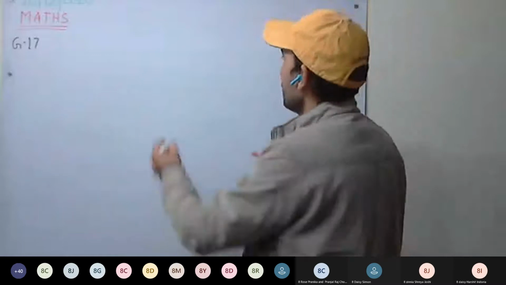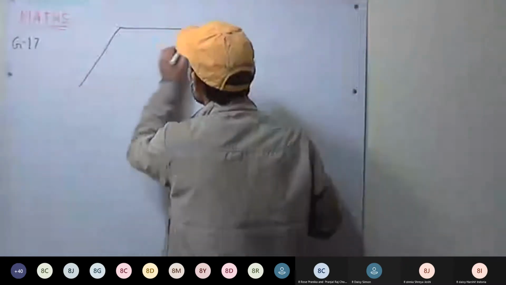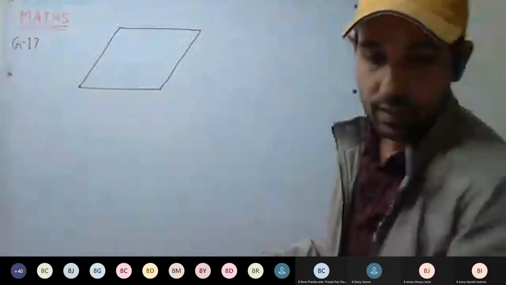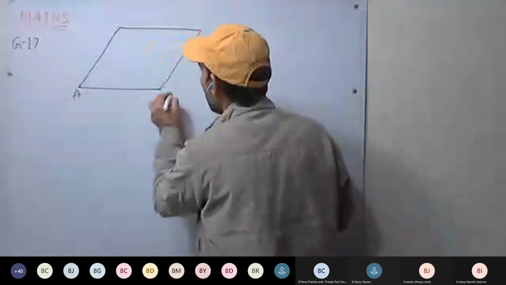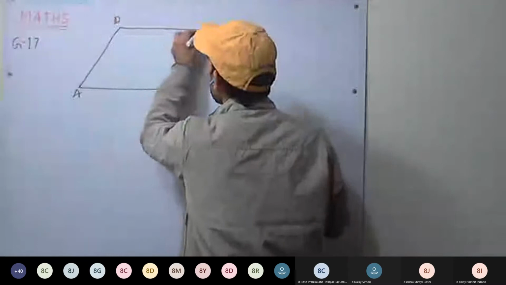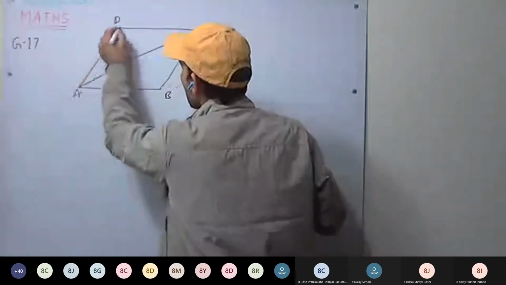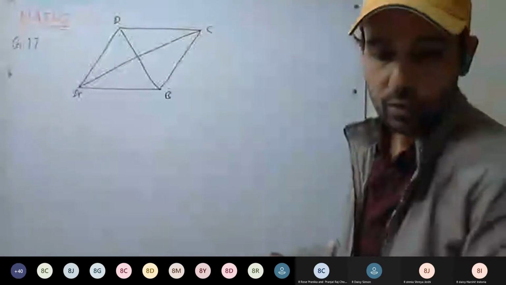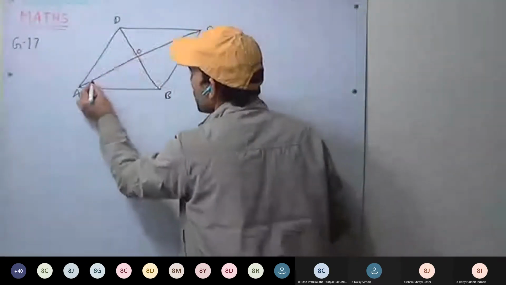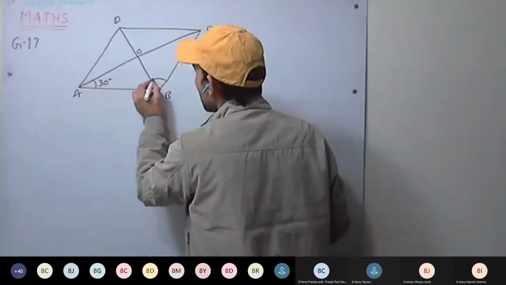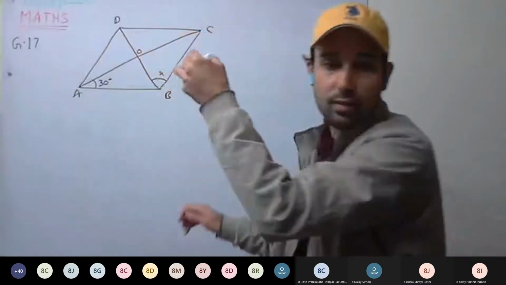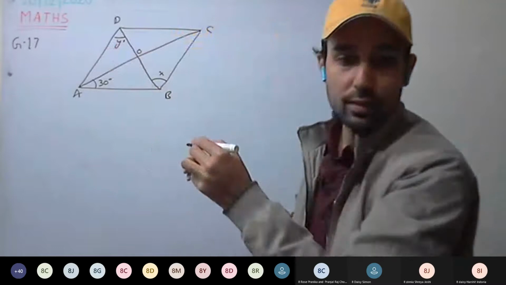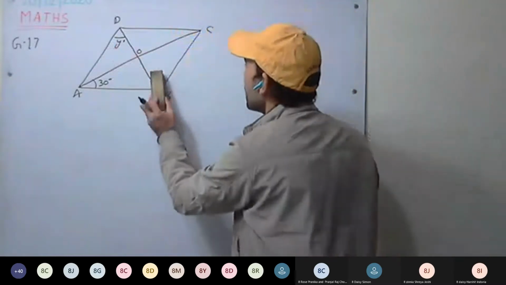Okay, find x and y. We are given a rhombus ABCD and 2 diagonals. They meet at O. This is 30 degree. This is X. This is Y. This is Y degree, X degree.